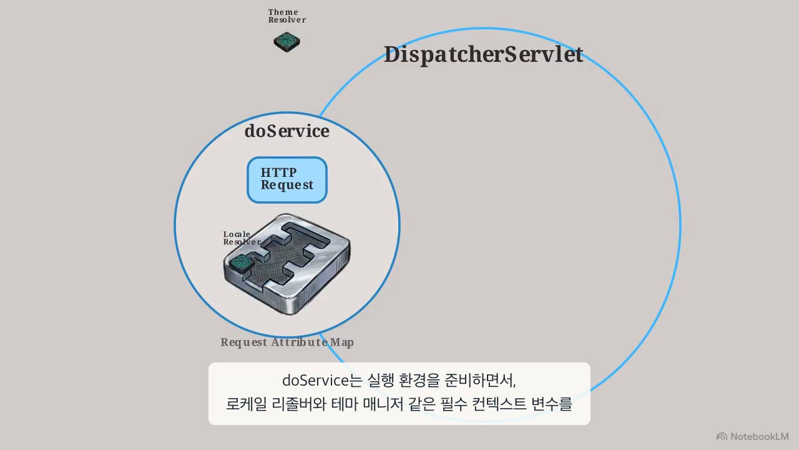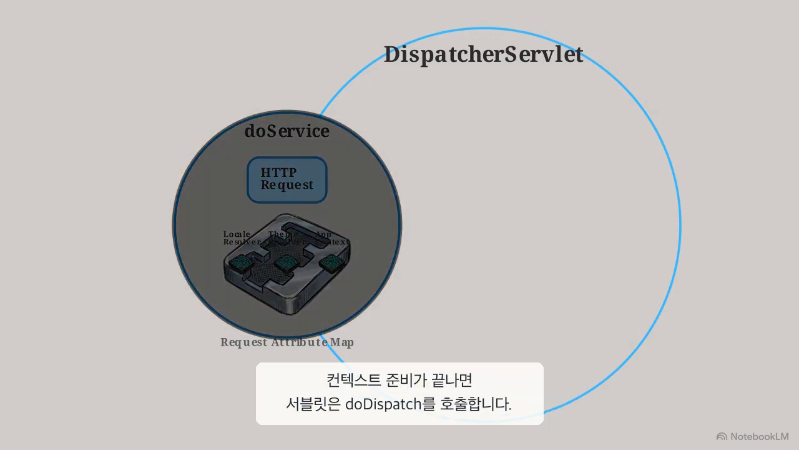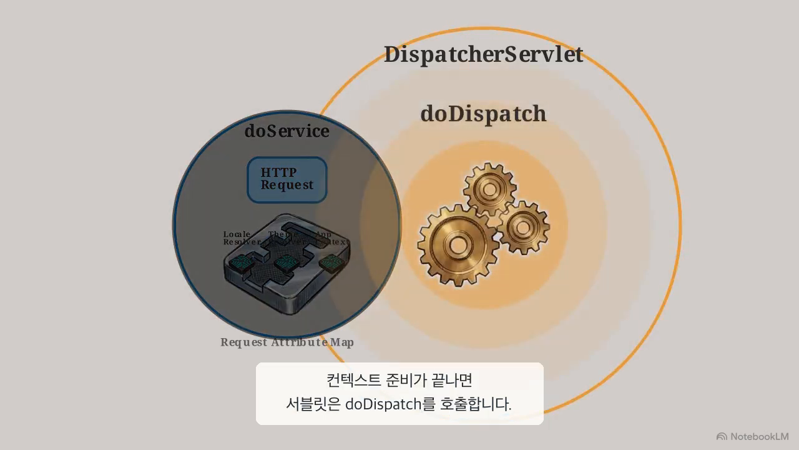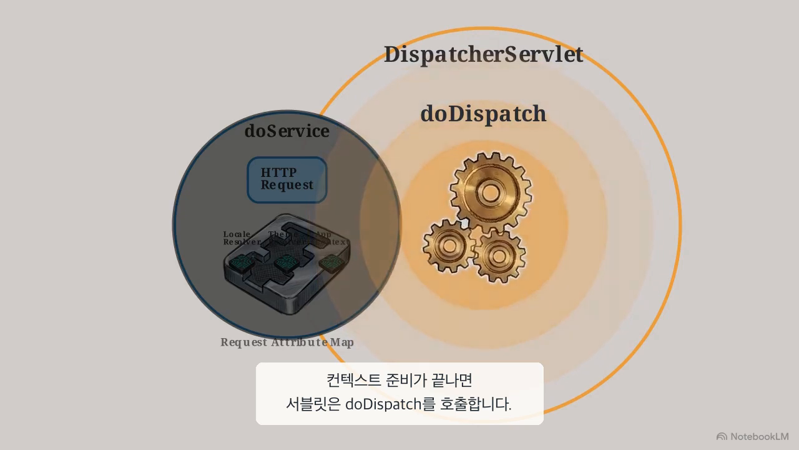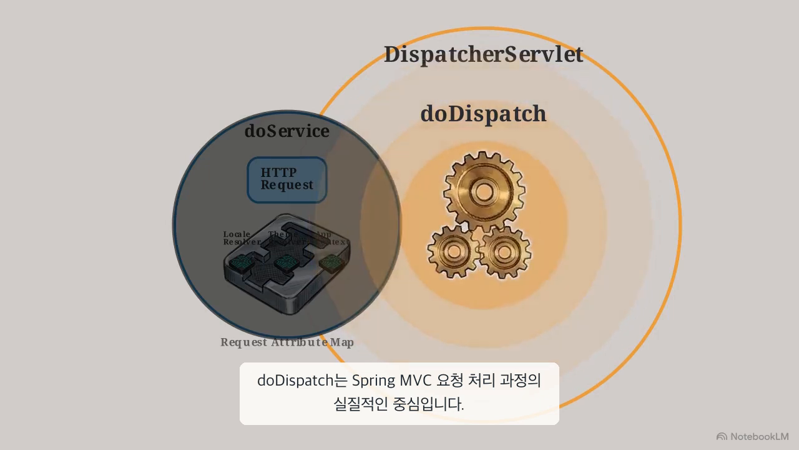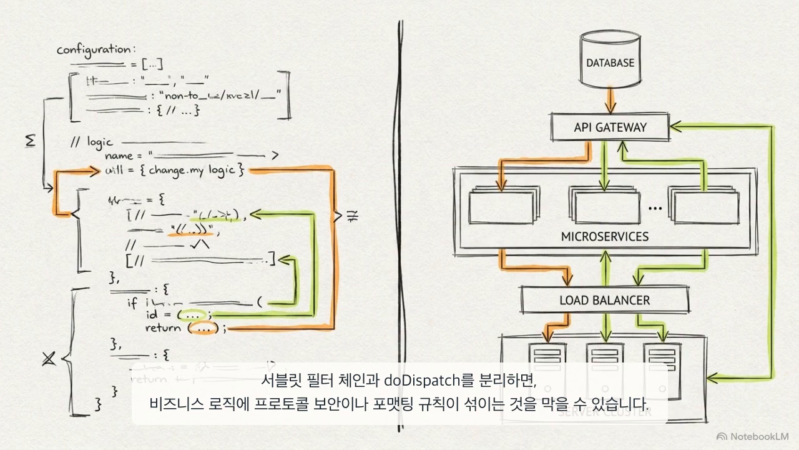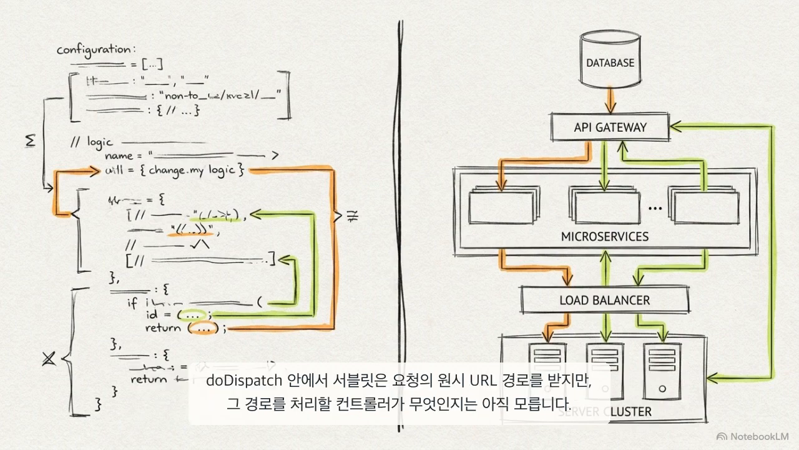doService prepares the environment. It binds essential context variables, like locale resolvers and theme managers, to the request attribute map, so they are available to later components. With the context set, the servlet invokes doDispatch. This method serves as the mechanical center of the Spring MVC request lifecycle. Separating the servlet filter chain from doDispatch prevents core business logic from being polluted by protocol-level security and formatting rules.